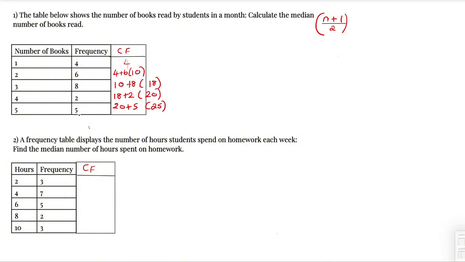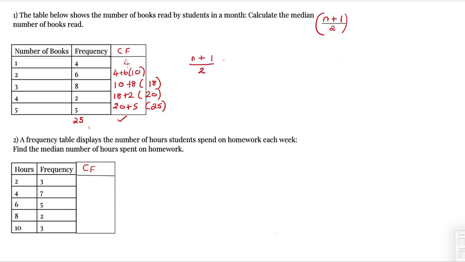And if you go down here and add them all up, that should add to 25. So you know you've got it right because they all add together, which is really nice. So the next step to calculate it, now we've found all our bits of information, is to use our little formula: n plus 1 divided by 2.